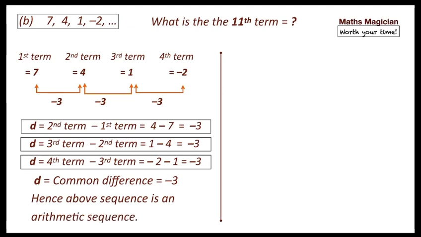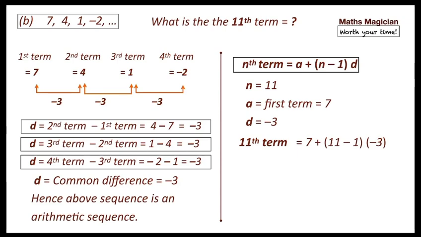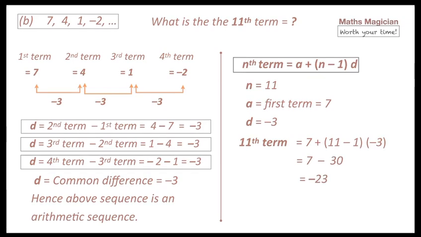Now we have to find 11th term. So we use the formula nth term is equal to a plus n minus 1 d, where n is 11, a is the first term, 7, d is the common difference between the consecutive terms equal to minus 3. Now putting values, we get 11th term equal to minus 23.